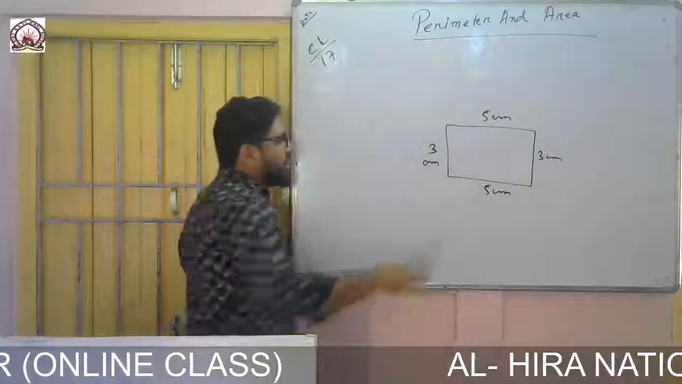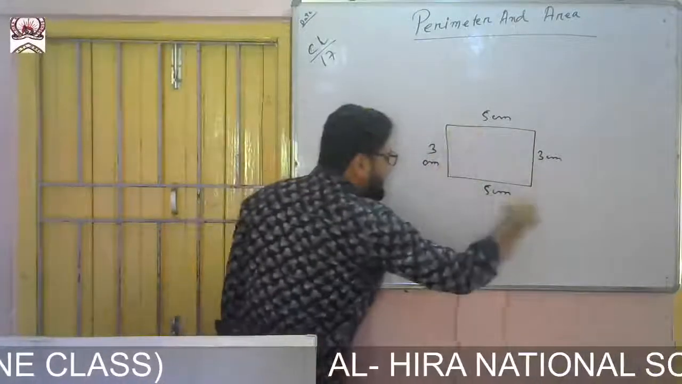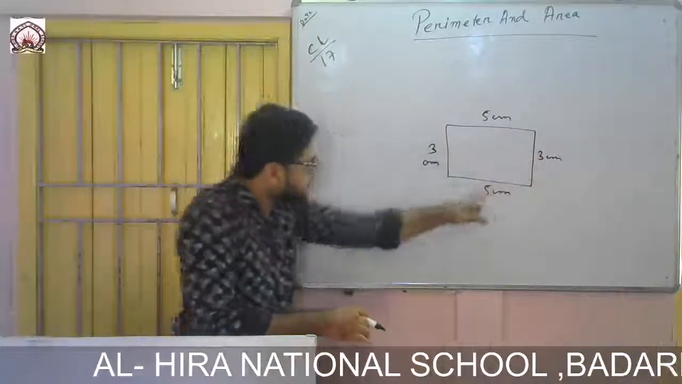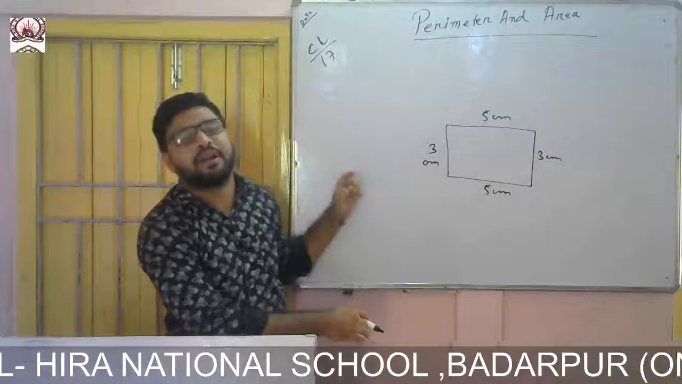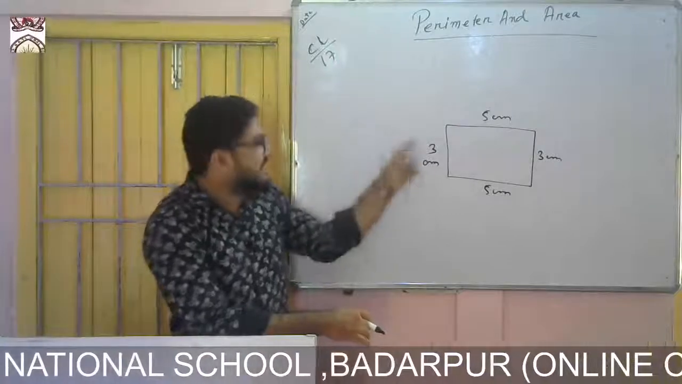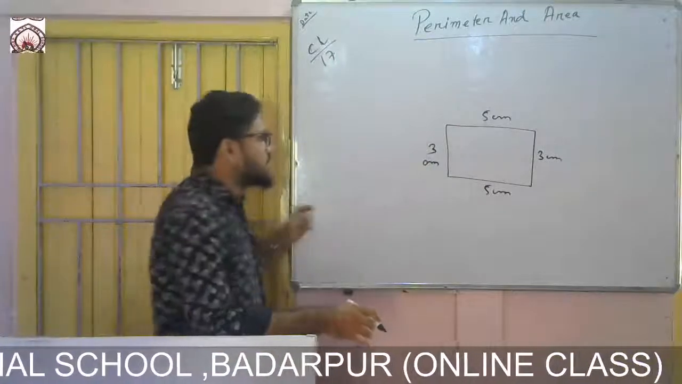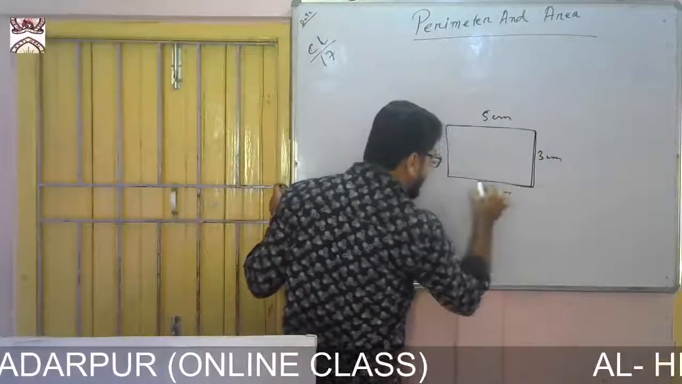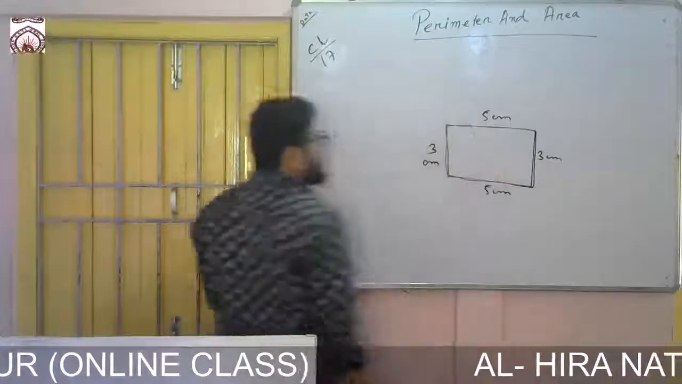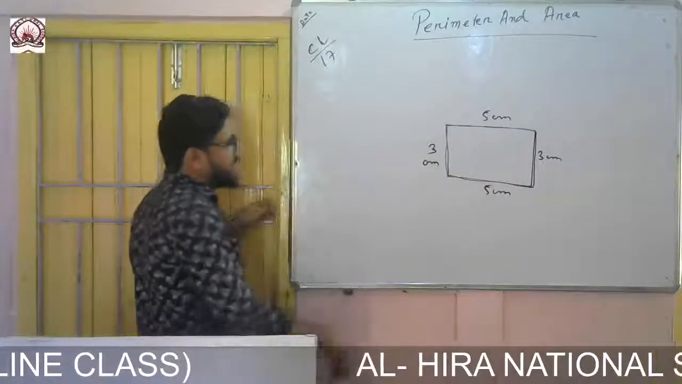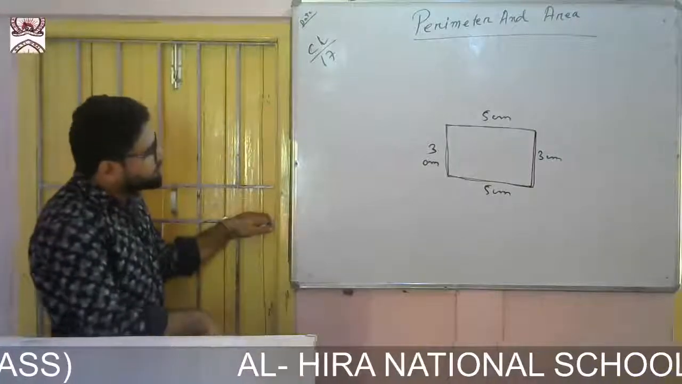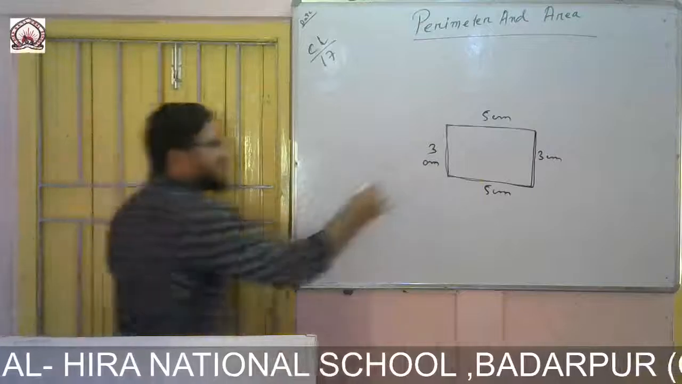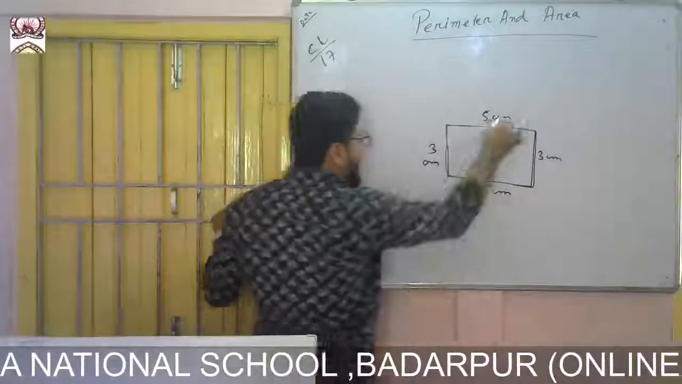If I add all the measures of the 4 sides, that will be the boundary, and this boundary is called the perimeter. So perimeter means the total boundary length of any closed figure. It is the total length of its boundary.